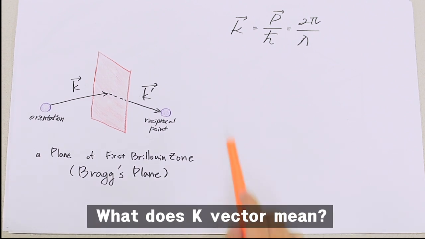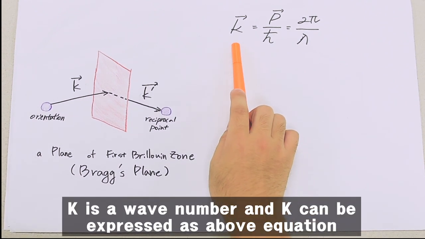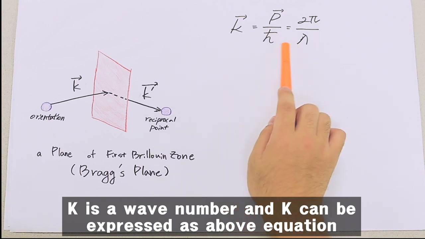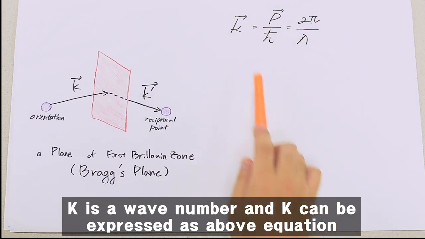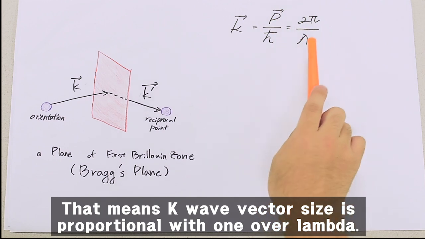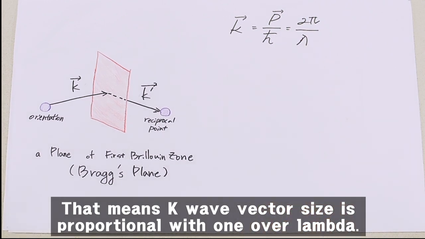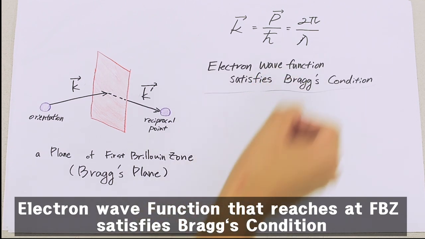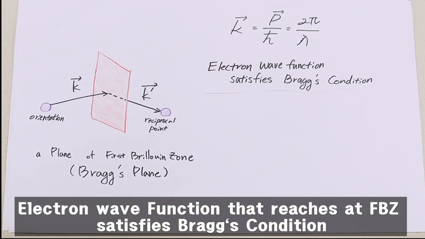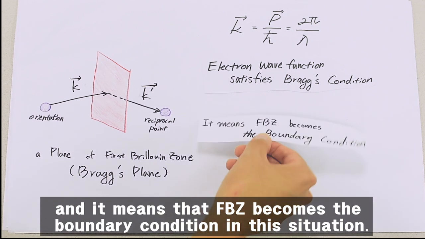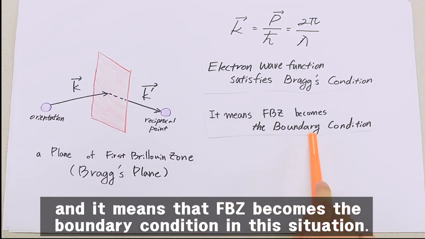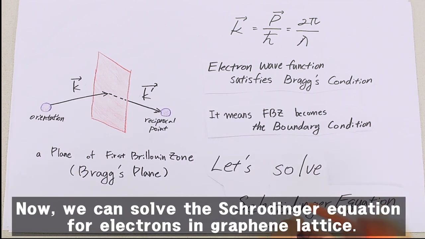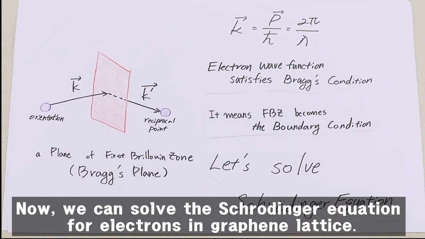What does the K vector mean? K is a wave number and K can be expressed as the above equation. That means the K wave vector size is proportional to 1 over lambda. The electron wave function that reaches the FBZ satisfies Bragg's condition, and it means that the FBZ becomes the boundary condition in this situation. Now we can solve the Schrödinger equation for electrons in the graphene lattice.